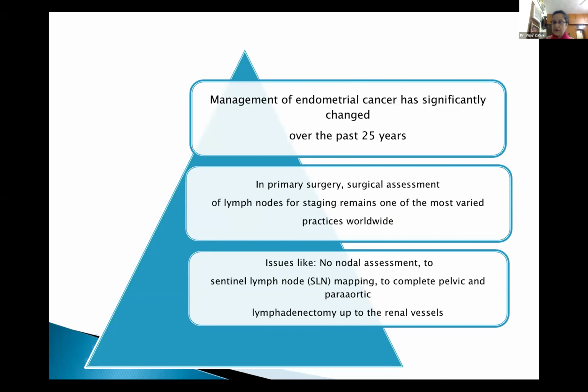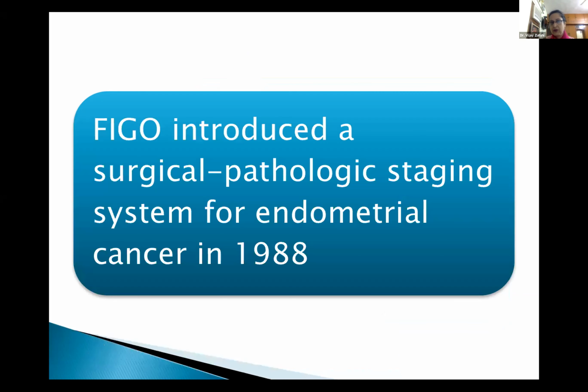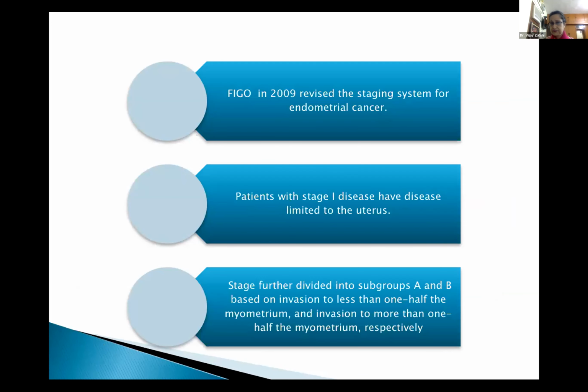Then FIGO was led to introduce surgical pathological staging, which was done in 1988. It was further revised in 2009, where they said stage 1 disease means it is limited to the uterus. When we talk of early stage, that means it is only uterus. Now in the uterus, it can be myometrium, superficial or deep, or it can be in the cervix.